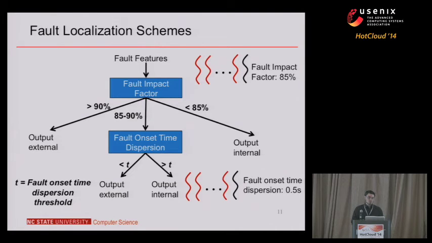Now, one question that I'm sure everybody's asking is, how do we set this fault onset time dispersion threshold? We found that using a static threshold works, but we can also use a calibrated value. Different applications interact with the kernel and with different threads in different ways. So we can set this threshold by injecting a simple external case, something like a CPU cap, and observing how quickly each of the execution units and threads are affected. Based on that, we can set the threshold we need.